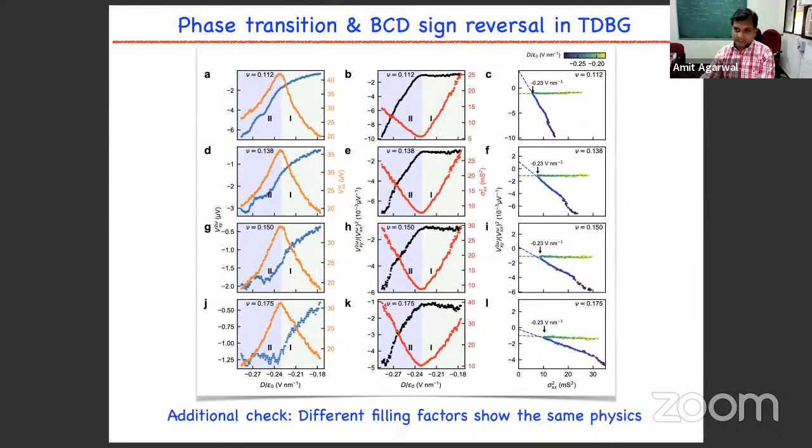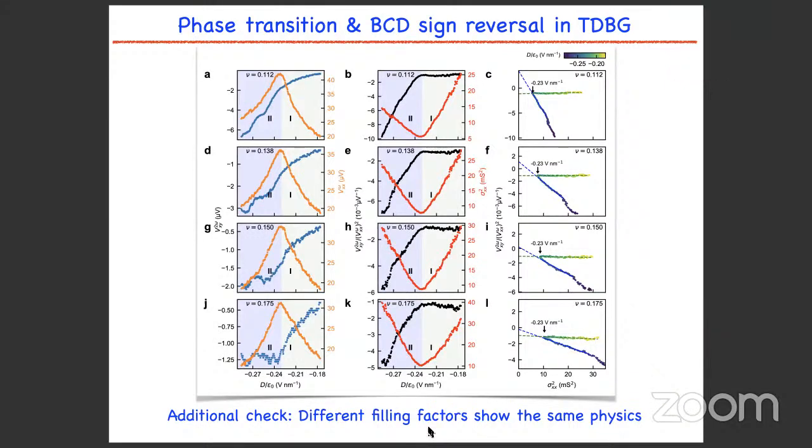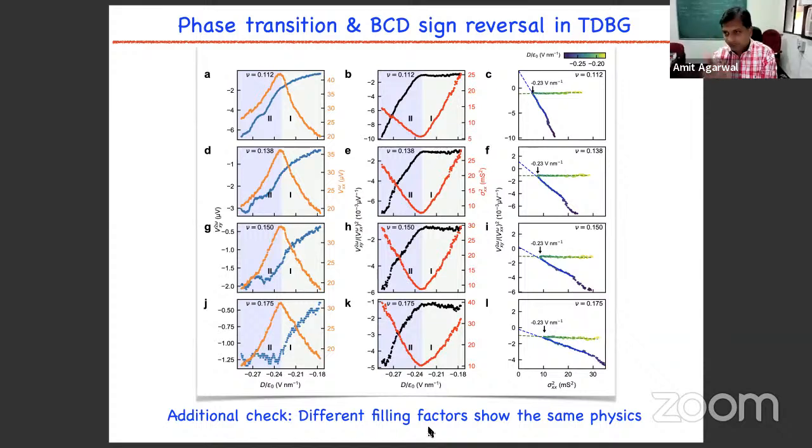Okay, so just to establish that this is not some spurious effect, Mandar's group did a lot of very careful experiments, with many checks for different filling factors, which show identical physics. You can take this to the valence band doping, and we checked that also.